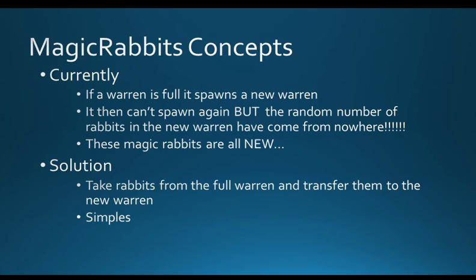So, solution, dead simple. When we create a new warren because of a full warren, we simply take a set of rabbits from the old warren and we stick them in the new warren. Simples. But it's OOP, so getting the data in and out of the two instances of the class is going to be a bit of a pain. It's not too bad, but we just need to be careful. What I like about this problem, even if this one doesn't come up, if you can solve this, this is like the key way of getting data in and out of an object.